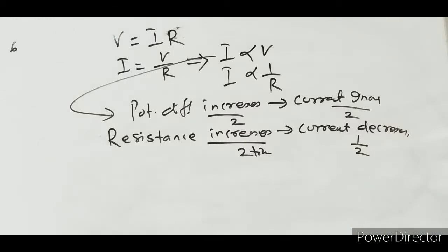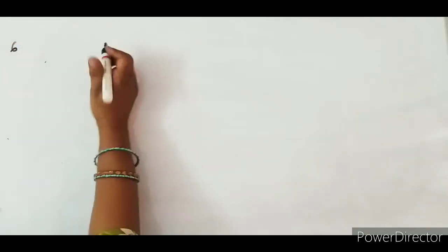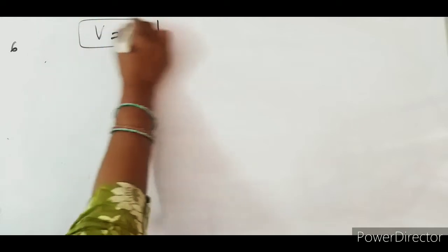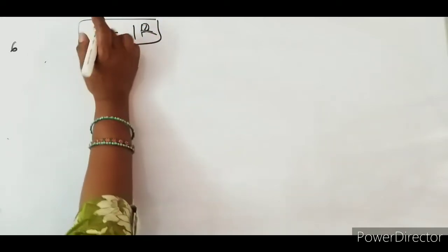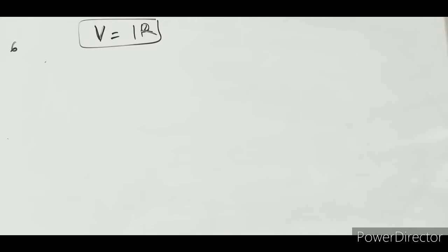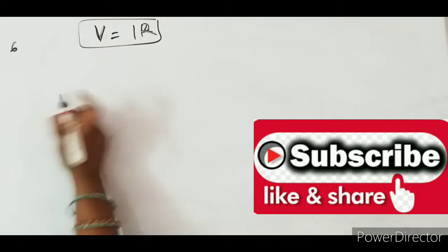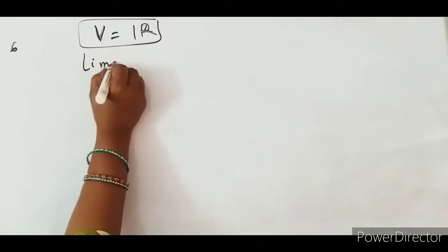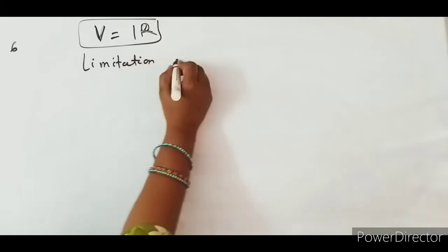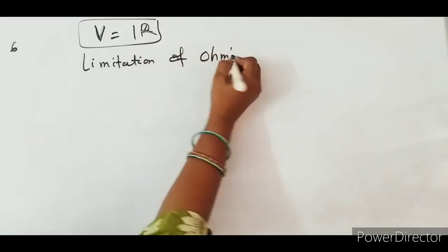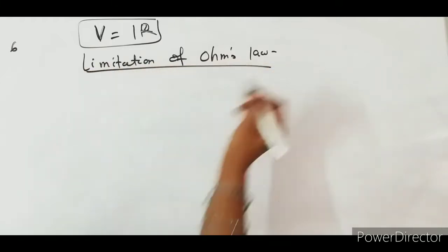Clear? Another important thing is that when we are discussing Ohm's law, V equal to IR is the most fundamental law and formula. Wherever we discuss numericals, we will discuss them depending upon this V equal to IR formula only. So remember this formula. Okay, clear? Then I will go for the limitations of Ohm's law. This one is important for us.